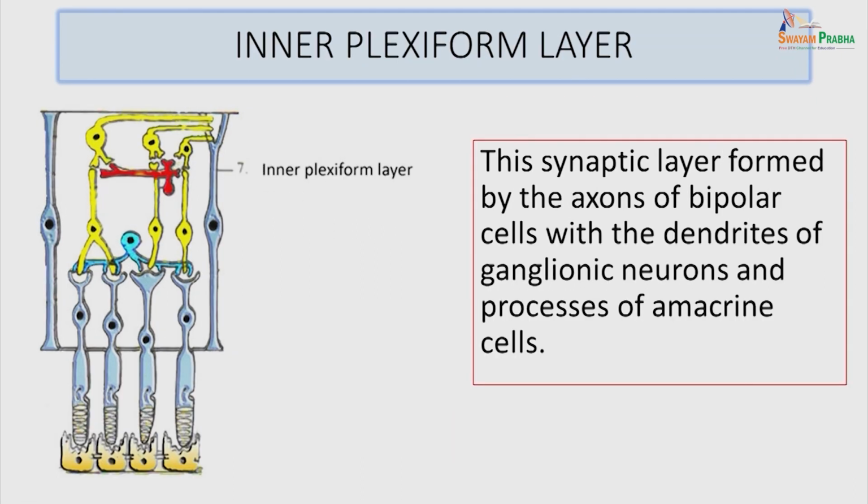Next is the inner plexiform layer. This synaptic layer is formed by the axons of bipolar cells with the dendrites of ganglionic neurons and the processes of amacrine cells. In the diagrammatic representation, this is the positioning of the inner plexiform layer.